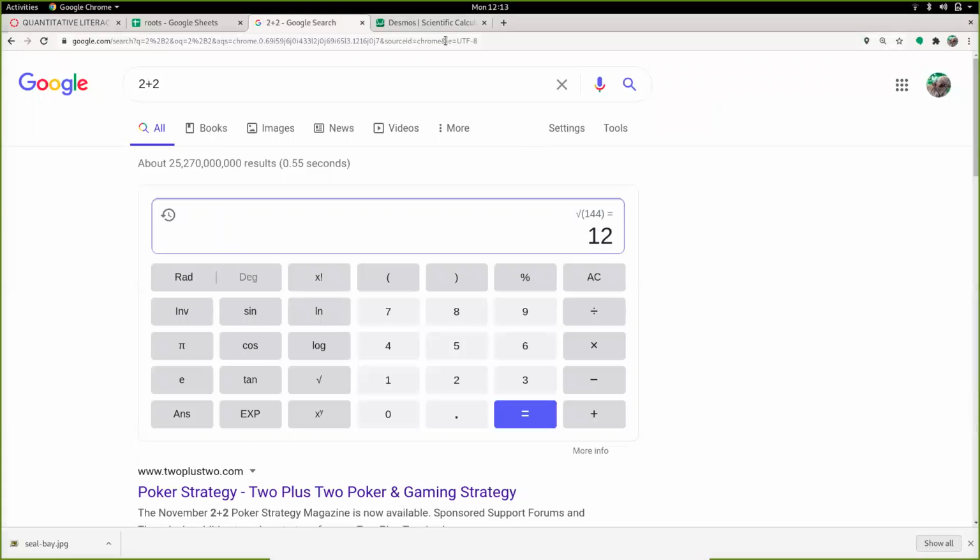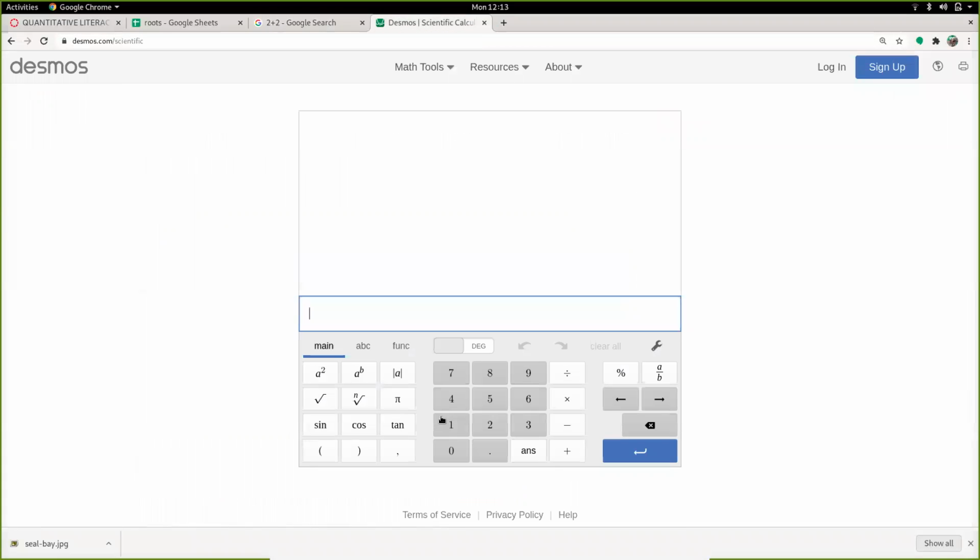I get 12. Desmos does not use the parentheses. So if I go to Desmos, it draws the bar over the top trying to tell me what's inside and what's not inside. And the bar just kind of grows with your number there. All right, so it says the square root of 144 is 12. And the other one is negative 12, the other root.